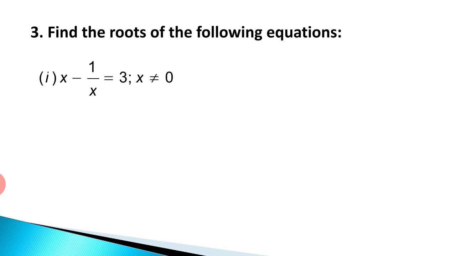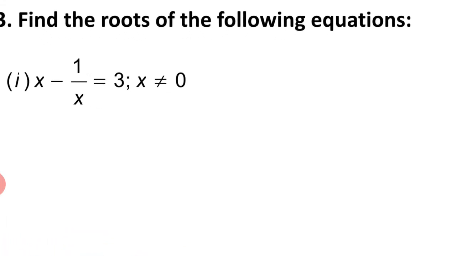Now in question number 3 we come across different type of equation. So it is not initially a quadratic equation, but after simplifying you get a quadratic equation. So x minus 1 upon x is equal to 3. Here x is not equal to 0. Now what is the meaning of this condition, x is not equal to 0? As in the equation there is 1 by x. If x becomes 0, then what will happen? 1 by x will be meaningless, and the quadratic equation will be meaningless.